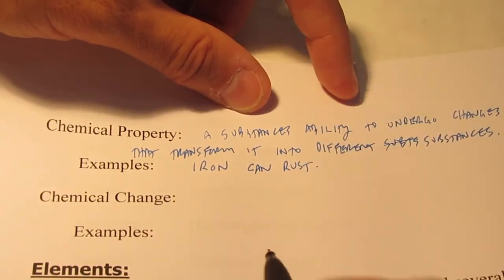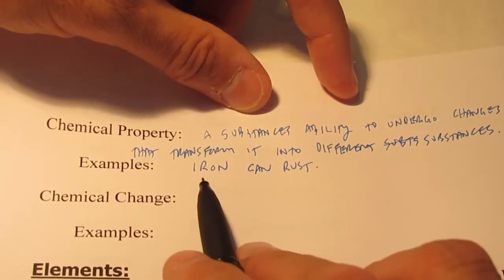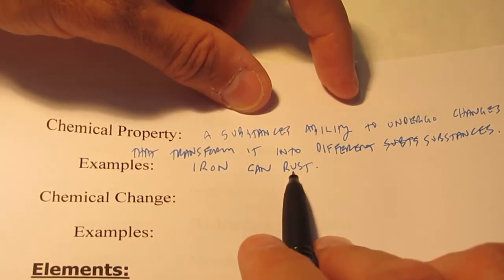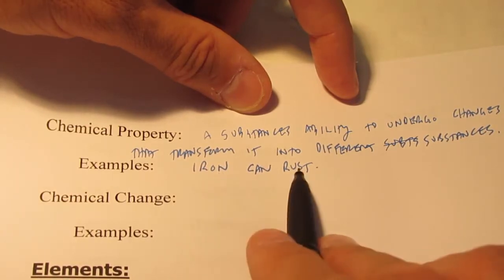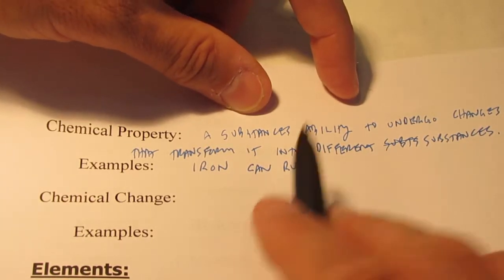Don't you guys agree? If I take a piece of iron and throw it outside in my backyard and let it sit out there for a little while, I'll come back in a few days or a few weeks and there'll be some rust on it. It's no longer the same stuff. It's no longer pure iron. It now has a compound formed on it, iron oxide or rust.